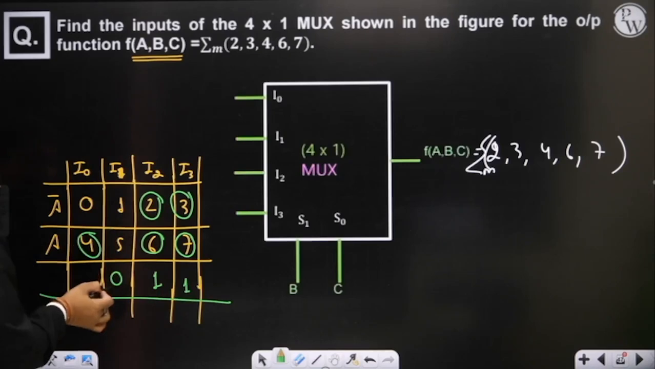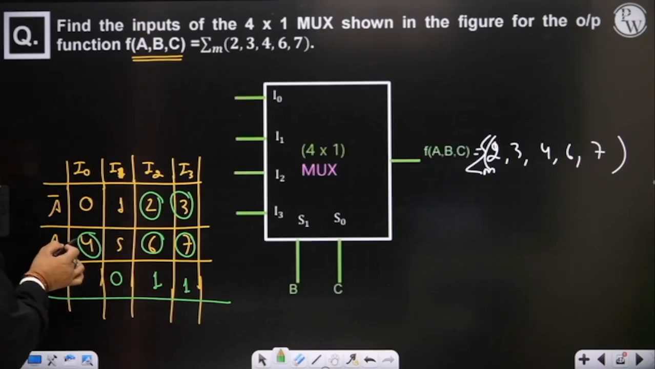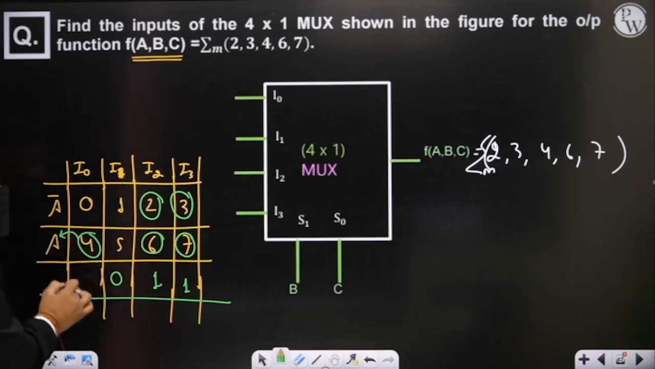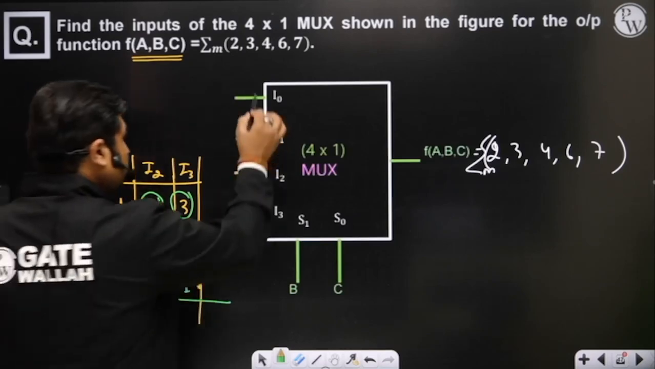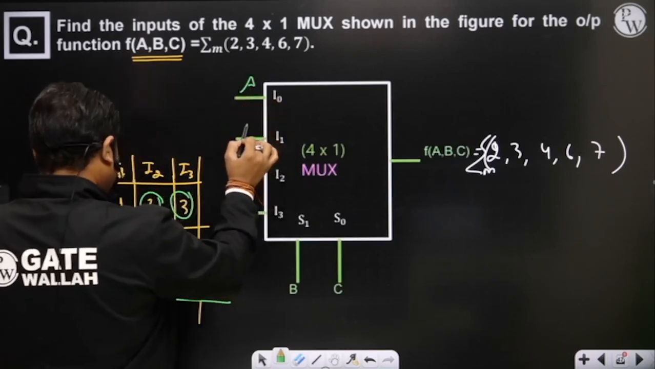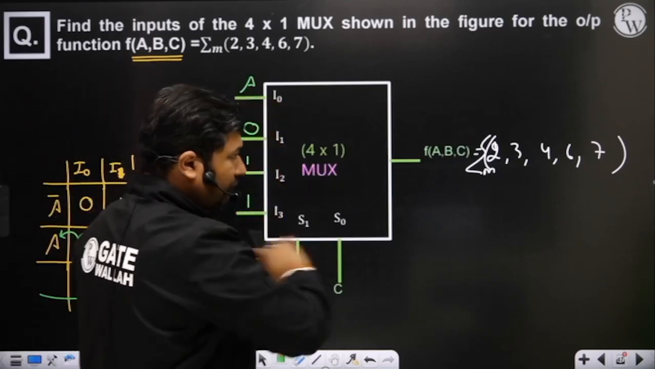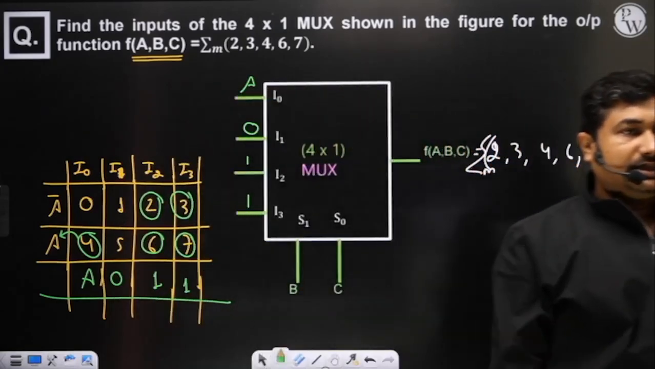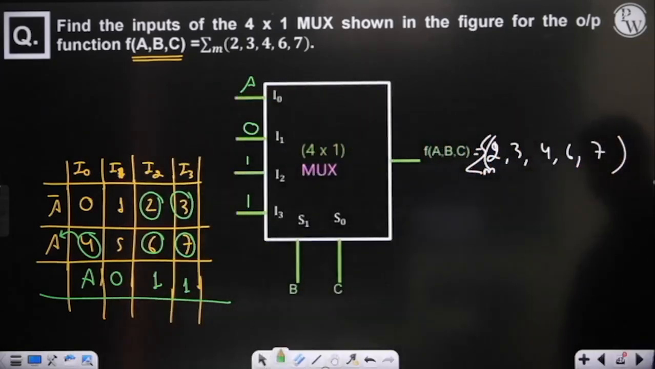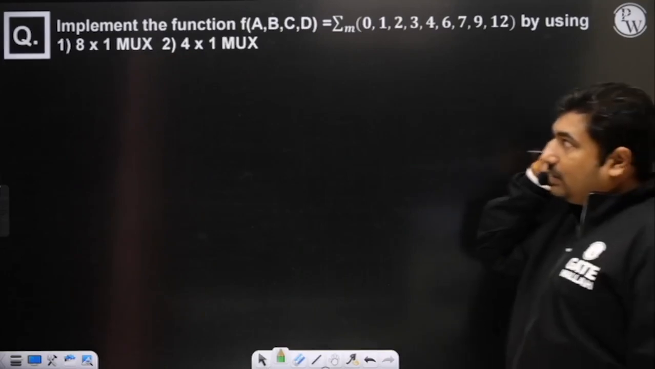If no minterms are circled, apply logic 0. And if one minterm is circled, then its front value is the corresponding input to the multiplexer. So what is your input function? A 0 1 1. Your function will be implemented. Is it okay? Great. So now you are able to understand this.